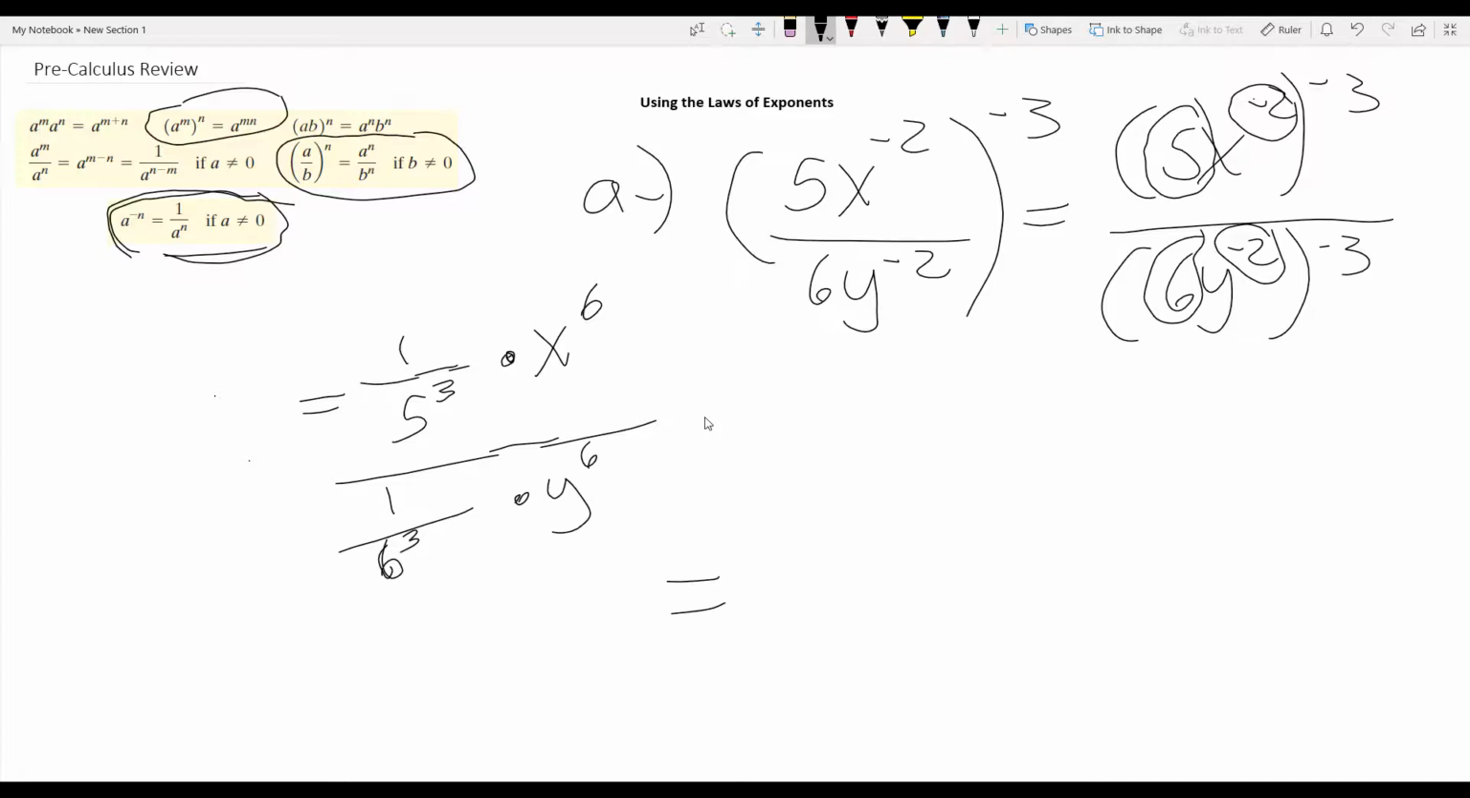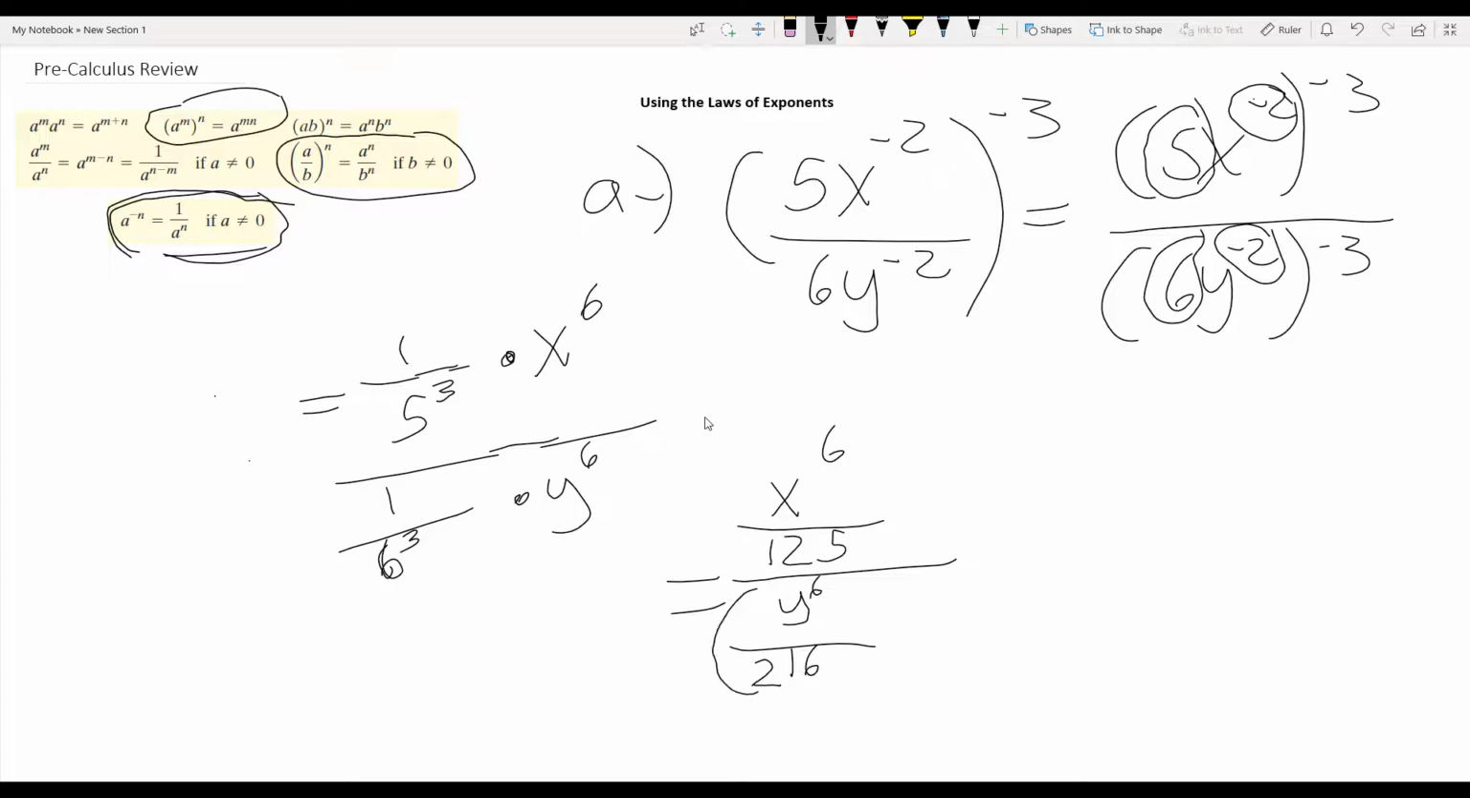So to further simplify this, we have x to the 6th power. What is 5 to the 3rd power? That is simply 125, right? Over y to the 6th power. 6 to the 3rd power, that will be 216, if I'm not mistaken.